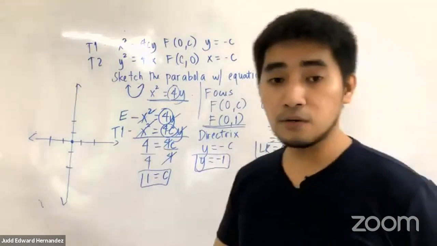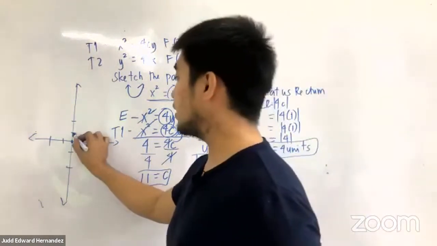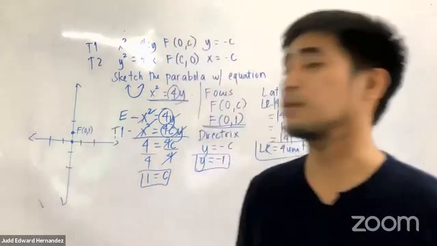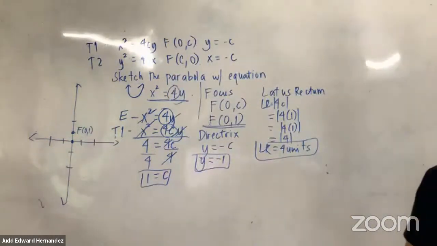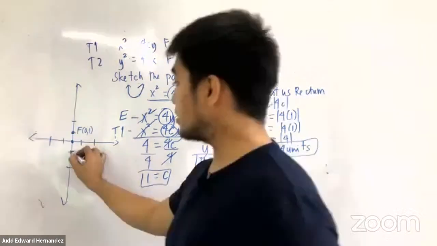Okay. Where is the focus located? The focus is located at 0 and 1. 0 and 1, umangat daw ng isa. Therefore, this is the focus located at 0 and 1. Where is the directrix? The directrix is y is equal to negative 1. This is y is equal to negative 1.